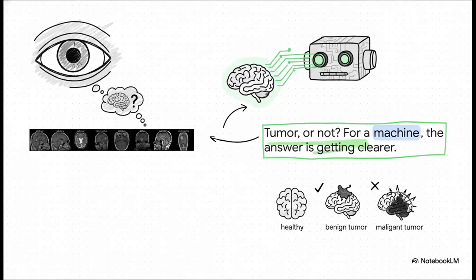Okay, so take a look at this scan. To you and me, it's a bunch of grays and whites, right? To a trained radiologist, it's telling a story. But to a machine, it's just a sea of pixels. So the real challenge here is teaching an AI to see the subtle patterns that a human expert spends years learning to recognize. How does it possibly learn to tell the difference between a healthy brain and 3 different kinds of tumors? That's the puzzle we're going to solve.